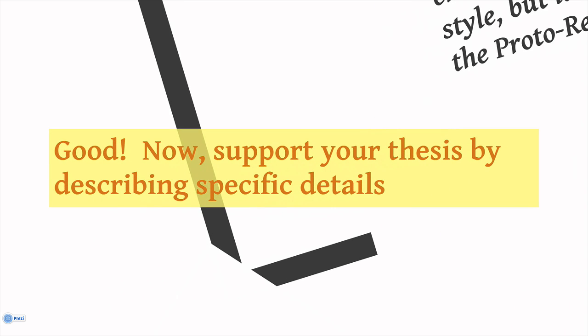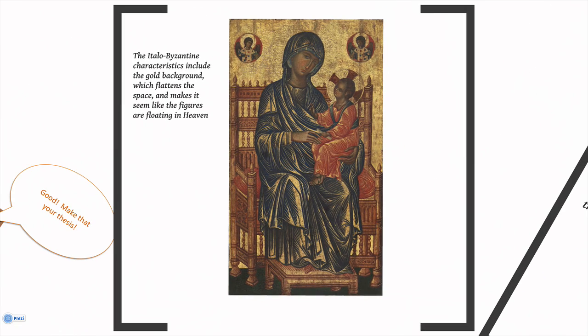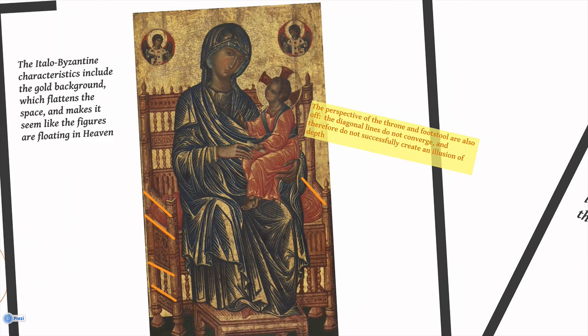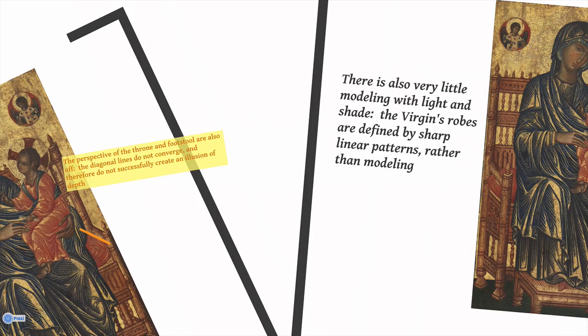Now you want to support your thesis by describing specific details. So let's start with what makes this work typical of the Italo-Byzantine style. Well, the Italo-Byzantine characteristics include the gold background, which flattens the space and makes it seem like the figures are floating in heaven. The perspective of the throne and footstool are also off. The diagonal lines don't converge, and therefore they don't successfully create an illusion of depth.